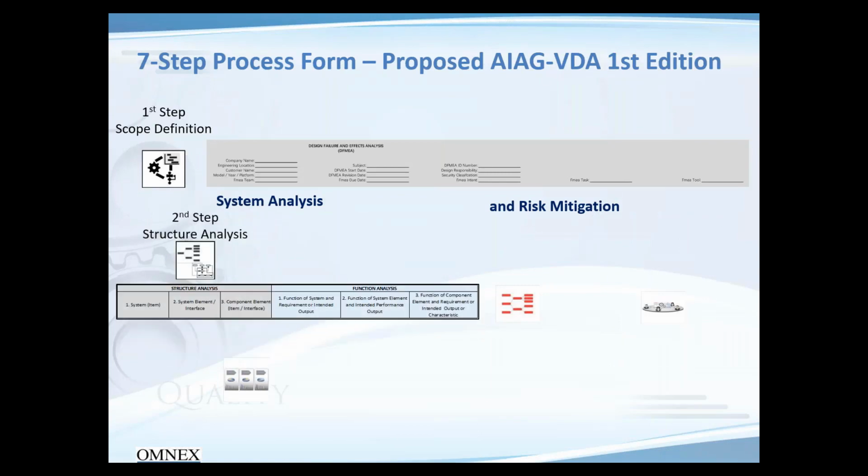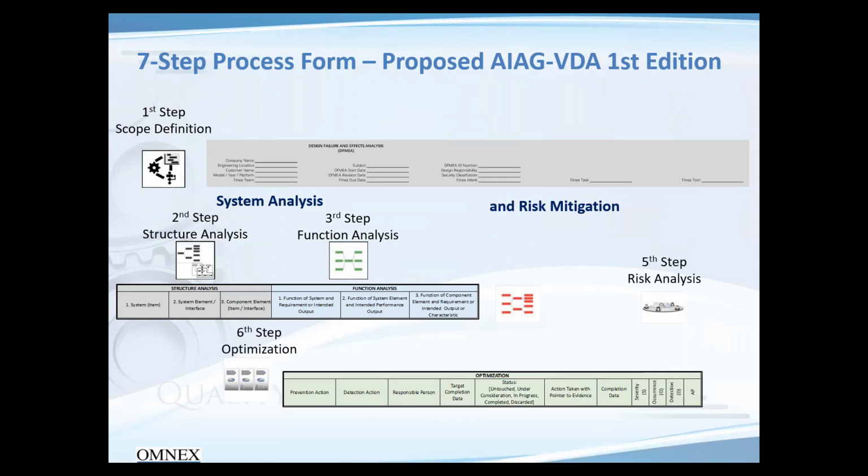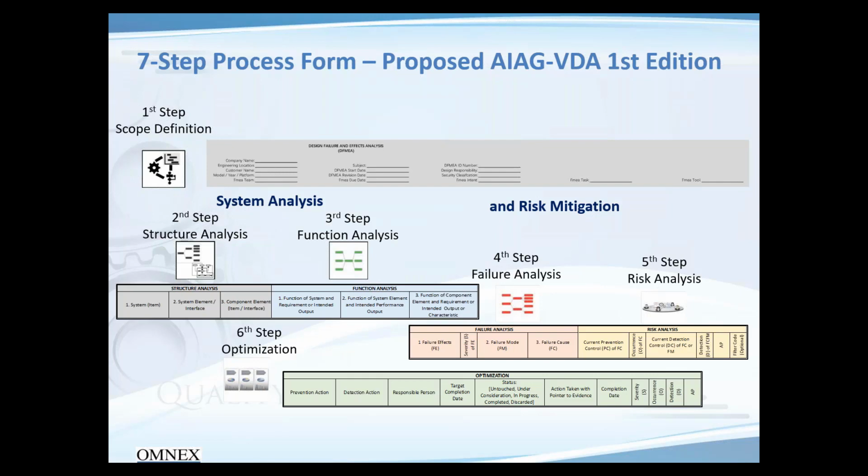So we're doing a scoping, then a structure analysis is 2, and then a function analysis, which gets us into our functional net. Then we do a failure analysis, which gets to a failure net, and then eventually a risk analysis. Using the scaling that we've established, we'll come up with optimization. That's another thing I'll throw in: the scales have been tweaked a little bit, and will be a little different than the severity, occurrence, and detection scales that we've had before.